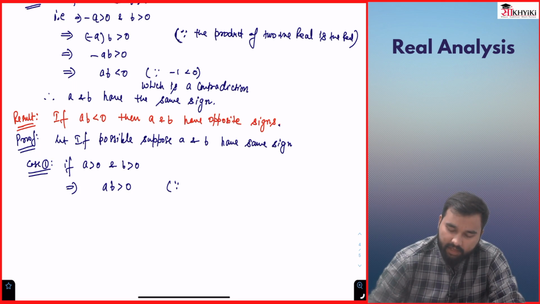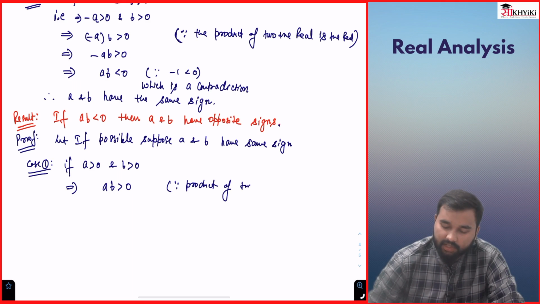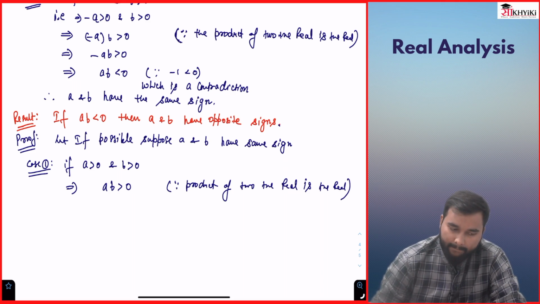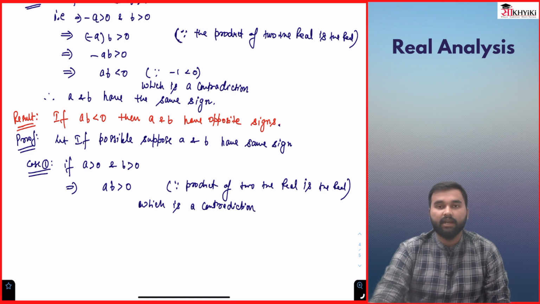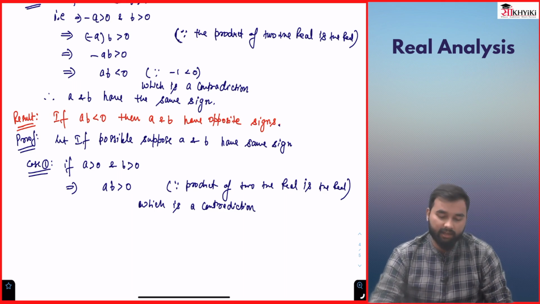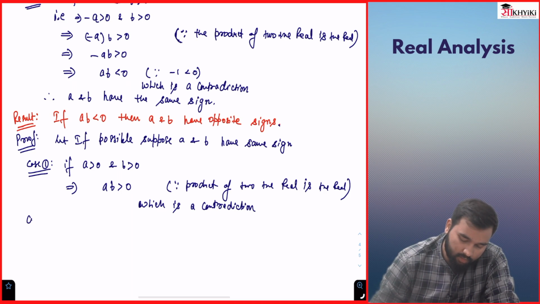Again mention the result. We are using: since the product of two positive reals is positive real. Okay. Which is a contradiction. Why? Since we are given that the product of A and B is negative. Okay. Now move to the second case.